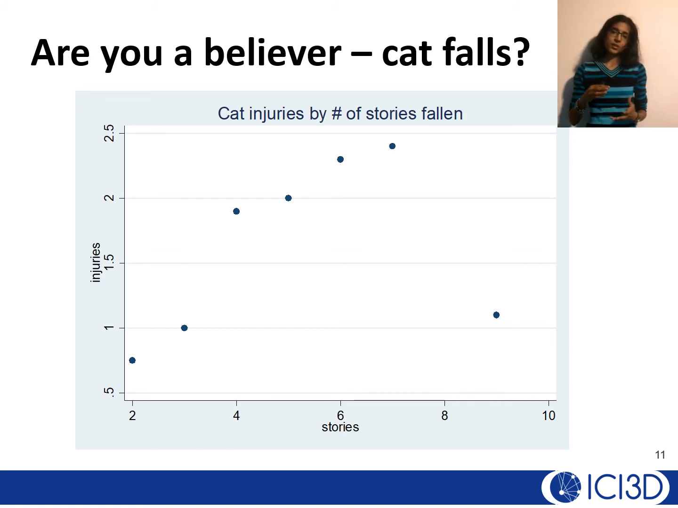So starting with a fall of 2 stories, the cat on average breaks less than 1 bone, and then the number of injuries increases. For about 7 stories, they have almost 2.5 injuries per cat, and then it appears to drop again as we go to 9 floors.